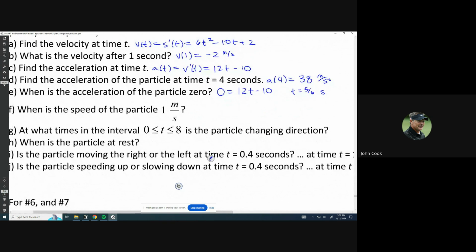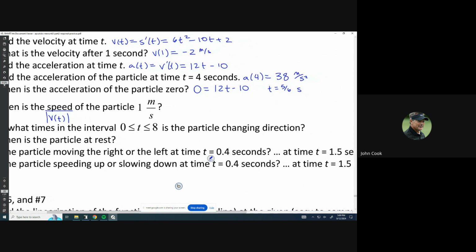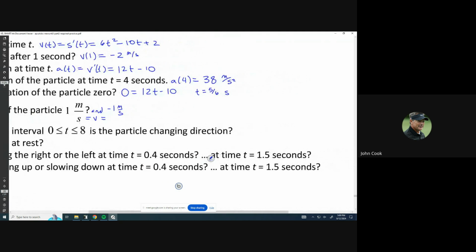Next, when is the speed of the particle 1 meter per second? That word speed is actually pretty important to know in position problems, because speed is like velocity but without any direction, in other words without a sign. It's the absolute value of the velocity function. So when it asks for a speed of 1 meter per second, it's also asking for negative 1 meter per second. It doesn't say that, but that's what it's implying, that the velocity is equal to both of these values. So we would use the velocity function and solve.